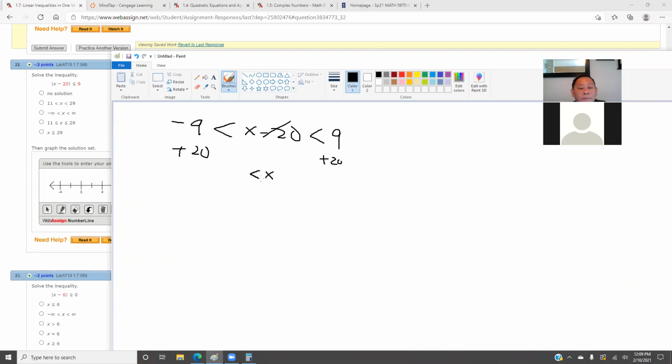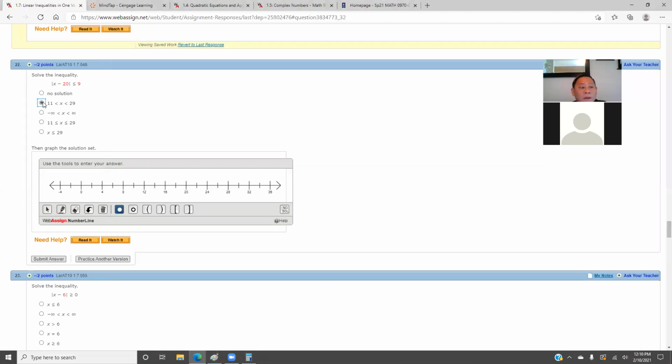11 on the left side, and then 29 on the right side. So your answer is... Parentheses, or the middle one, right? This one, yep.